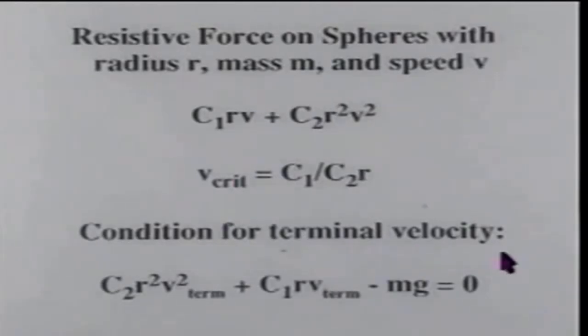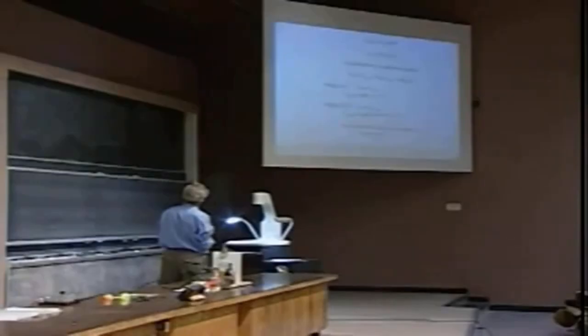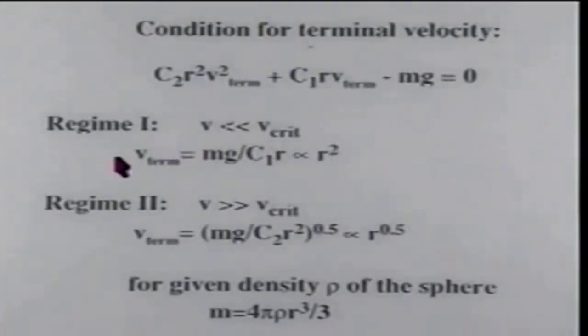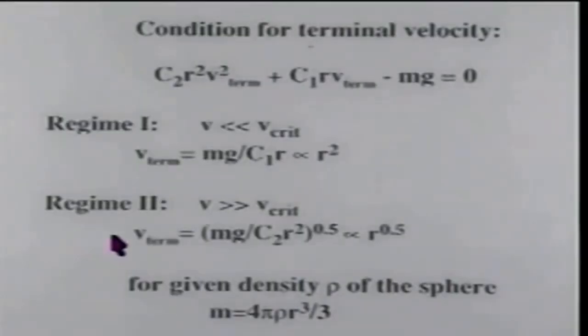And then we have regime 1, whereby the speed is way less than the critical speed, and then you get the terminal velocity, as you see on the blackboard, which then is proportional to r squared, if you only look at objects which have a particular given density. And if the speed is way larger than the critical speed, you are in regime 2, and then you have a dependence with the square root of r.